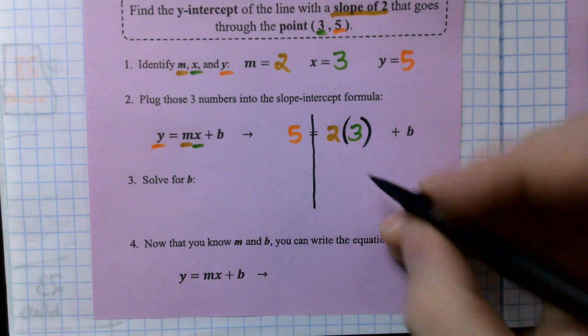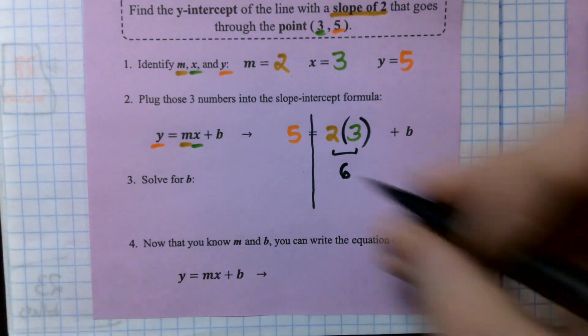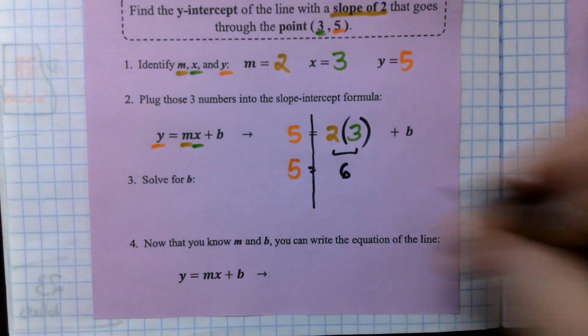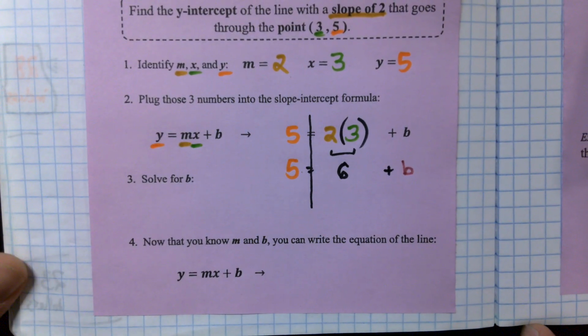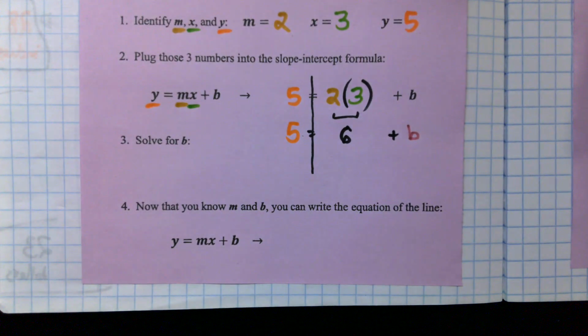I'm going to multiply. What is 2 times 3? 6. So now I've got 5 equals 6 plus b. Now let's see how much of this you retained from last year. Hopefully a little bit. If I want to get b all by itself, I have to get rid of that 6. What can I do on both sides that's going to eliminate that 6, Lola?